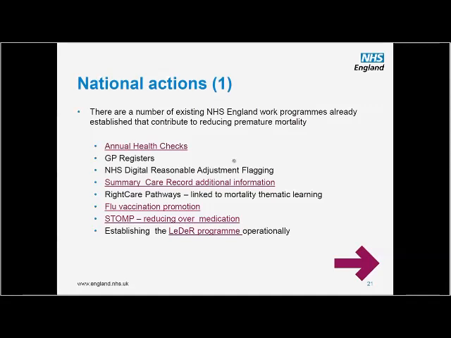The summary care record additional information is something that's already in place. So on people's electronic health records, there's a facility to have a summary care record and a space for additional information. This again can list reasonable adjustments and care plans for people. It links very much into the work of the annual health check, people's health action plans, and again is a facility for professionals to be able to share information.